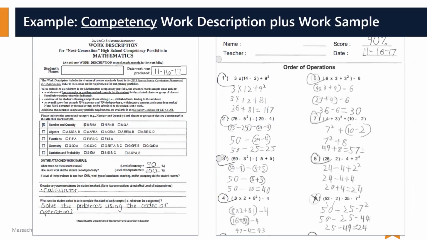Here's an example of a competency portfolio. Much like the grade level portfolio, you'll see a work description on the left-hand side and the actual work on the right-hand side. The work description has to include the student's name, when the work was produced, the standard that was addressed, and whether there were any accommodations, a calculator, and so forth. And then you see the work on the side. It's really important that these are accurately scored so we understand what credit the student got, or the student's level of accuracy on the assignment.